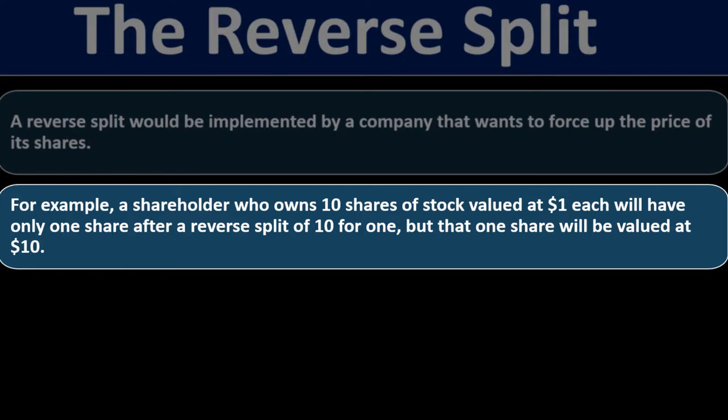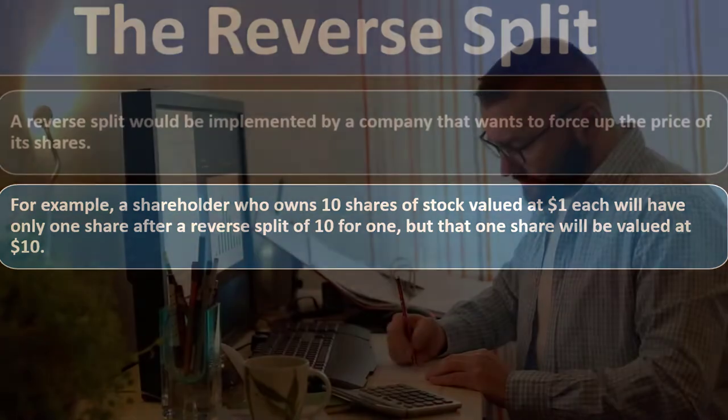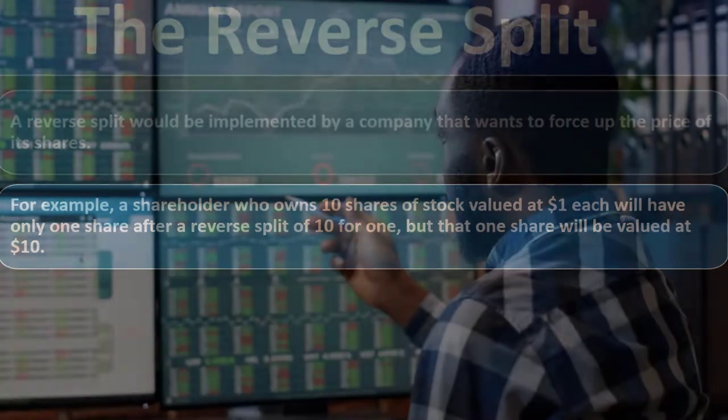So that, for example, a shareholder who owns 10 shares of stock valued at $1 each will have only one share after a reverse split of 10 for one, but that one share will be valued at $10. Let's do that one more time. With a 10 for one reverse split, your 10 shares have now been reduced to one share, but instead of that one share being worth $1, it's now worth $10. So again, you're in the same kind of position you were before in theory, even though the numbers have changed in terms of how many shares you own and the price of the shares.